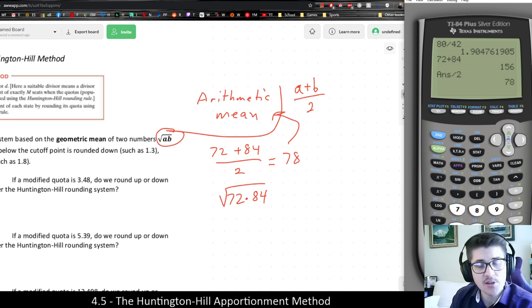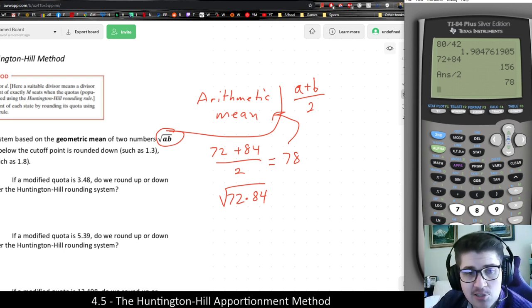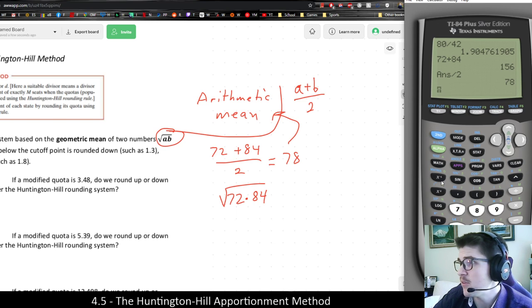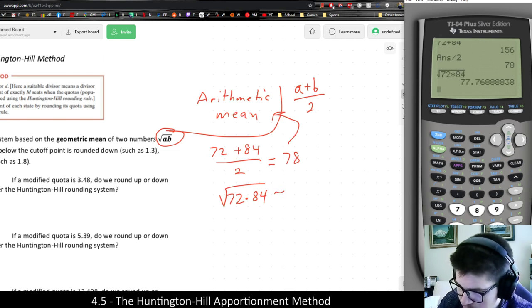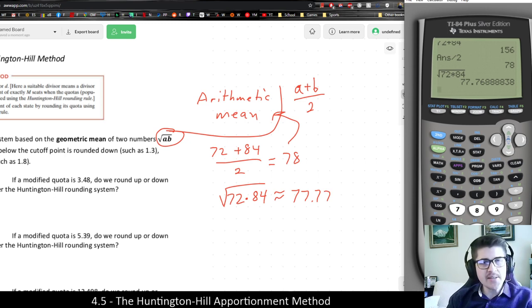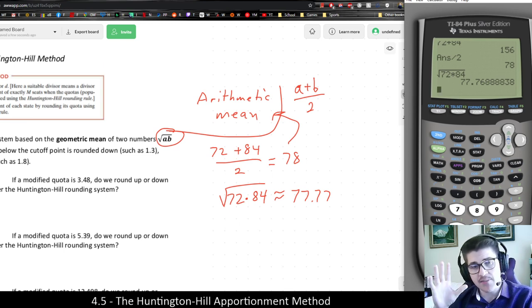So let's say I wanted to know what's the geometric mean of my two test scores. Instead, I would take the square root of 72 times 84, and that would give me a geometric mean of about 77.77. And notice it is a little bit different, but it's typically not substantially different than an arithmetic mean. A geometric mean is on an exponential scale instead of a linear scale, which is why it's a little bit different.